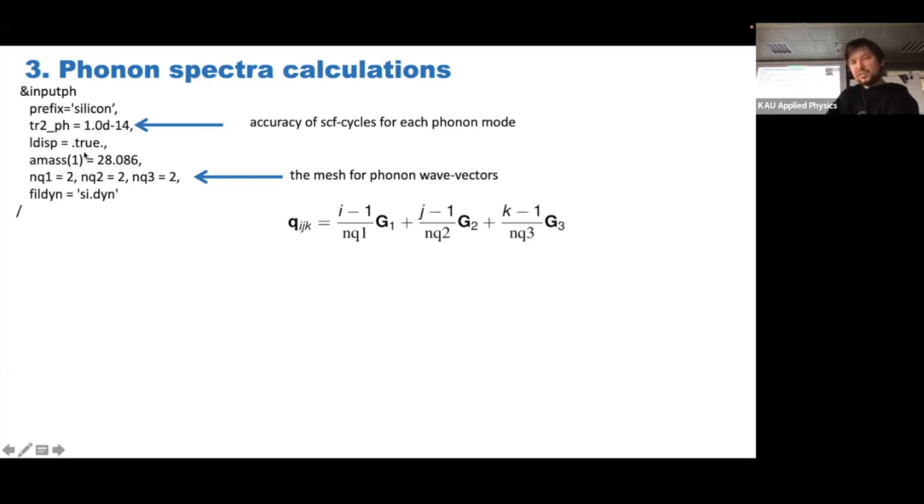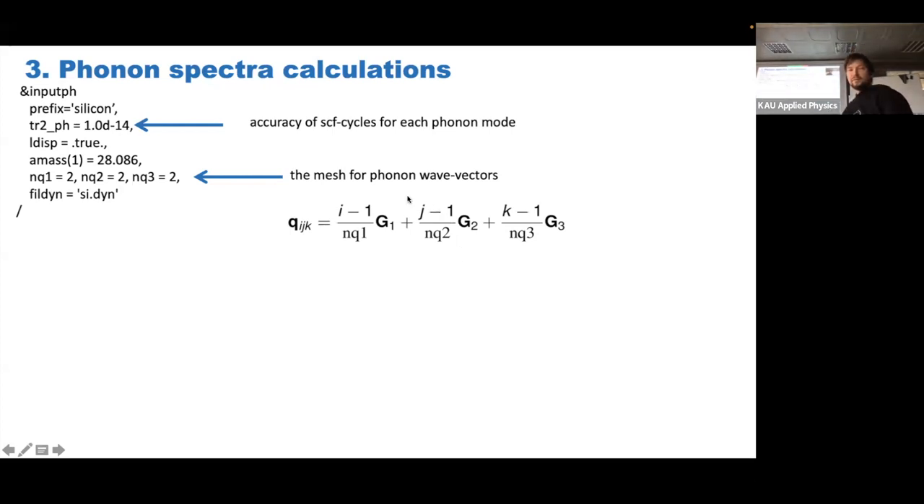Then ldisp means that we can add a path. We will add a path to Q path. It will not be a K path, it will be a Q path for our calculations. Amass means atom mass. It's also a common thing from SCF. And here is the mesh on phonon wave vectors, those Q vectors.